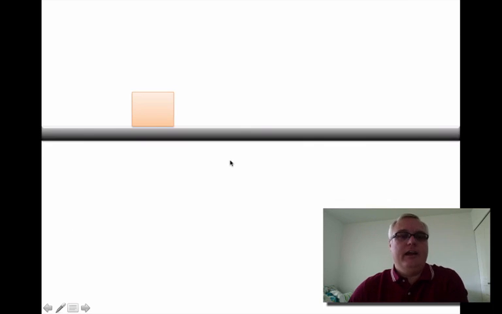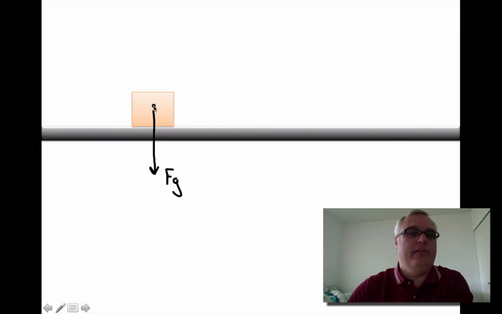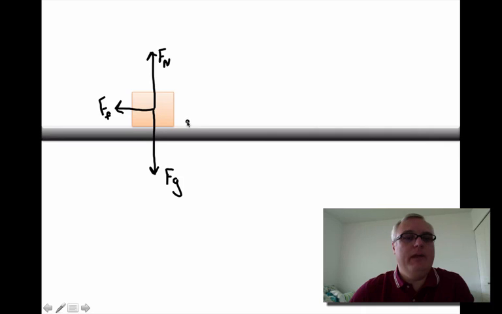Okay, so let's take a look at a specific example. So here we have our block at rest on the surface. We know that it's exerting a force downwards due to gravity. And then the surface exerting an equal but opposite force upwards. That's our normal force. So the amount of friction that exists between the block and the surface is dependent on the normal force. So our force of friction here, because the block is not moving, it's static friction, and we would have to know what is the coefficient of static friction between these two surfaces. And then we could calculate the amount of friction.